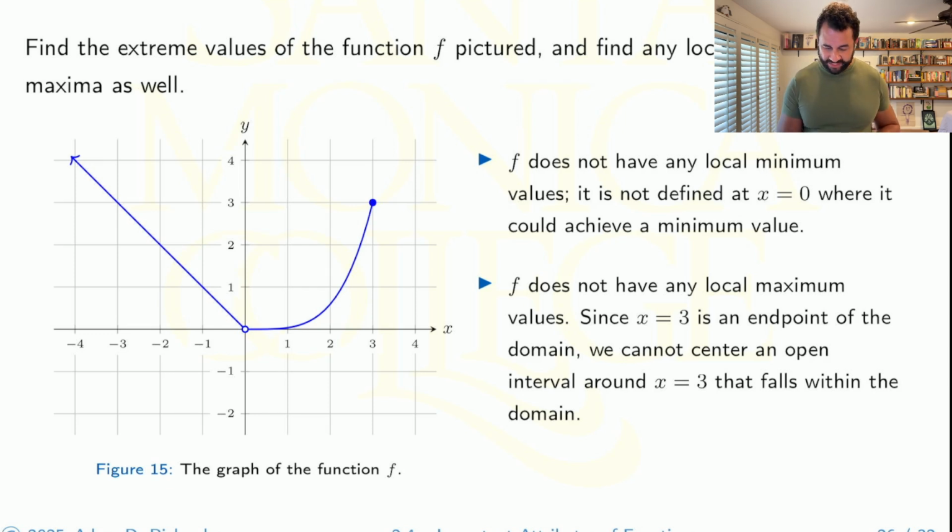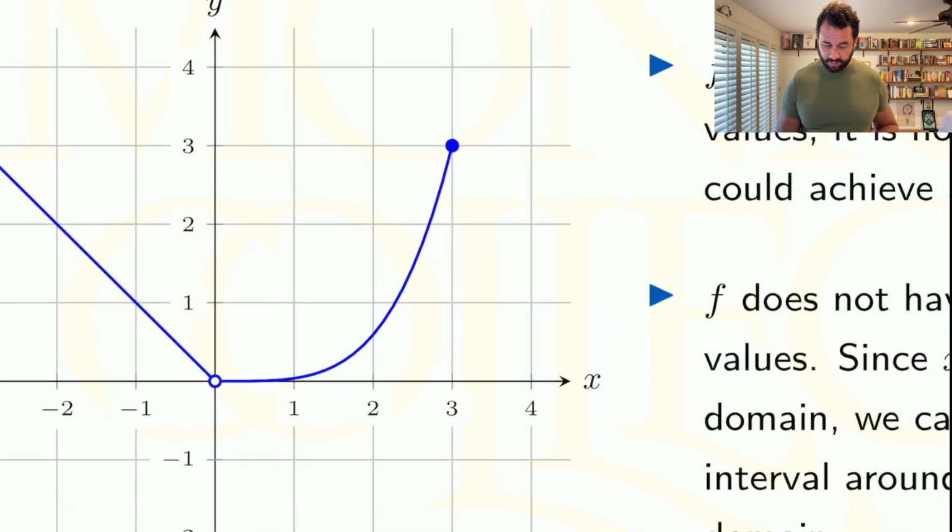Remember, the reason that this is not considered a local maximum value is because if I put an open interval around the number 3, the function is defined here, but the function is not defined here, right? So I can't talk about those values applying to the function. So this is a graph of a function that has no absolute maximum value, no absolute minimum value, no local minimums anywhere, and no local maximums anywhere.